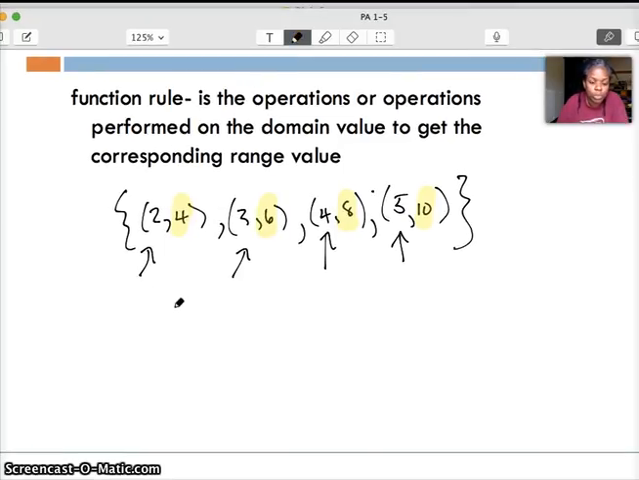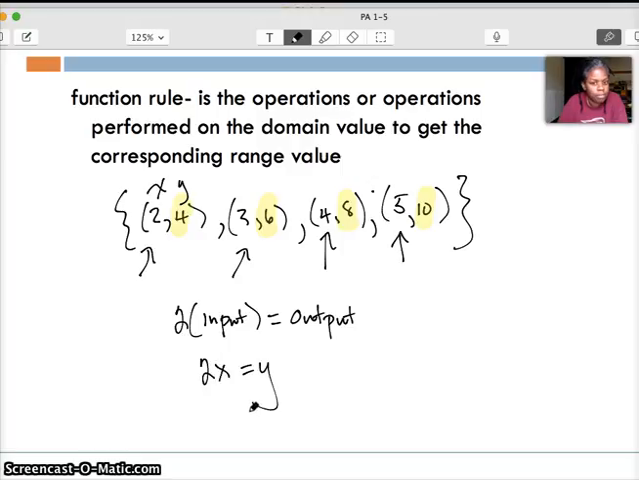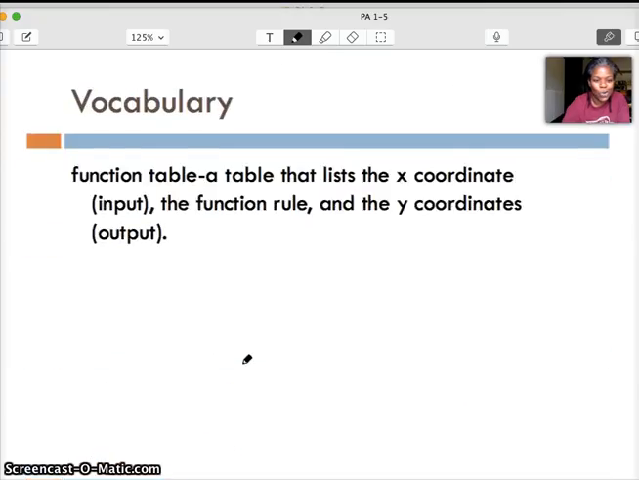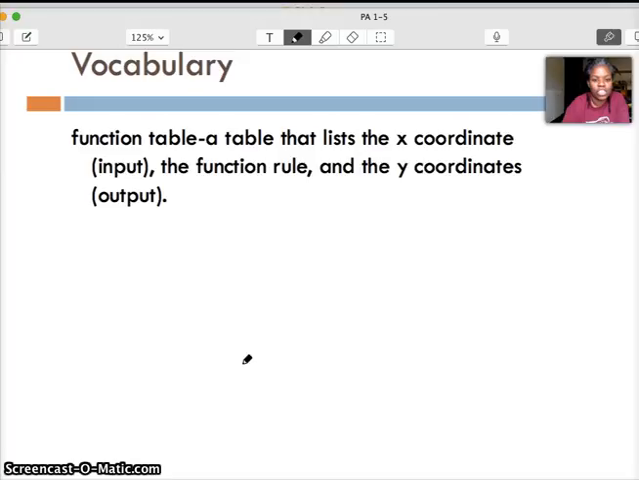So the function rule can be written in this way. 2 times the input, or the domain value, I'm going to use input for each domain value, is equal to the output. All right? Or I could say, if we're looking at this as x and y, 2 times x is equal to y. All right? So the next vocabulary word is a function table, which is really super duper helpful.